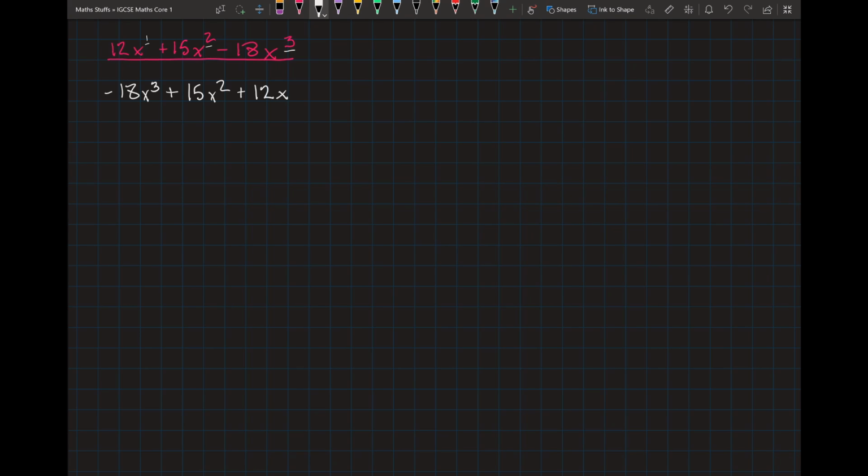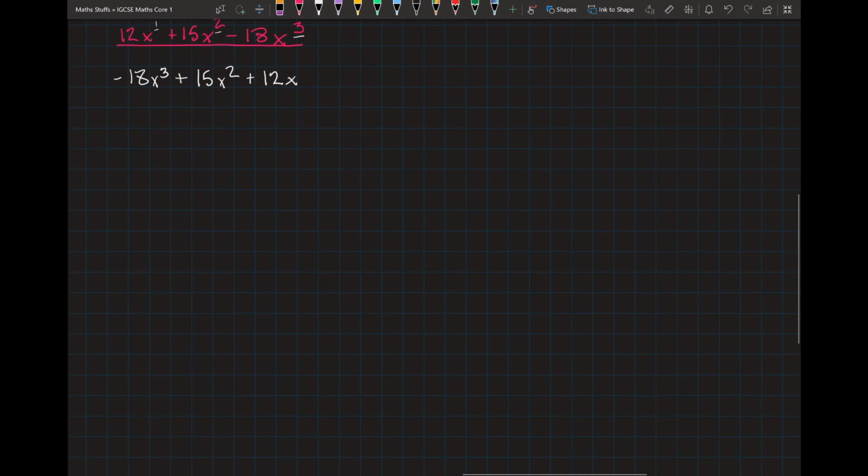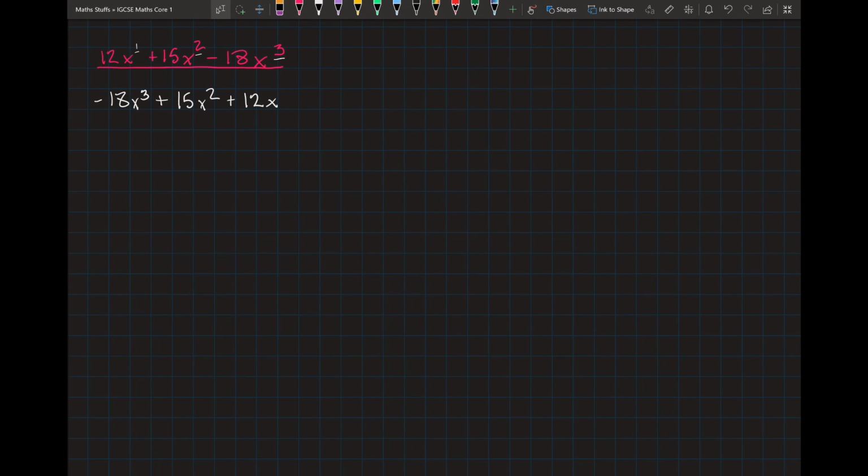Now the reason my operators are like this is because this one right here is negative 18x. We see minus 18x, that's the same thing as adding a negative 18x cubed. Then this one is plus 15x squared. And this one, because it's not a negative, the 12x is plus 12x. Alright, so we've rewritten that.